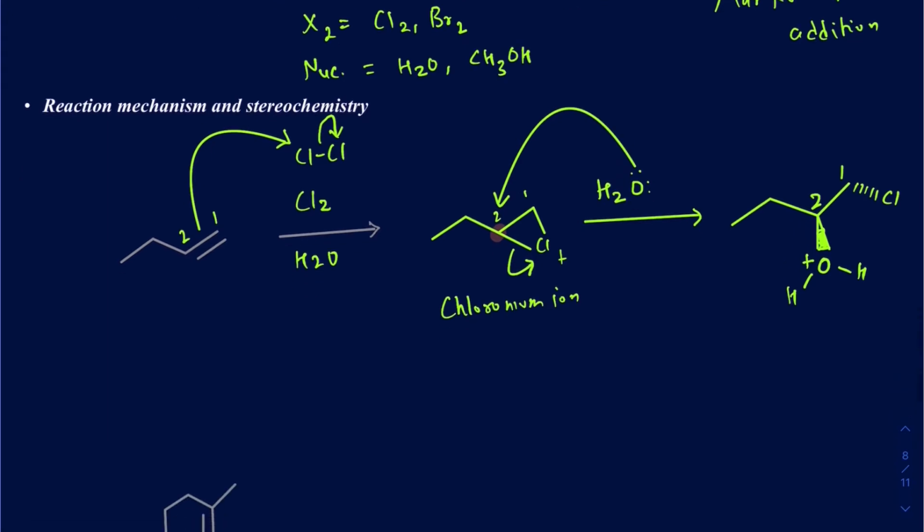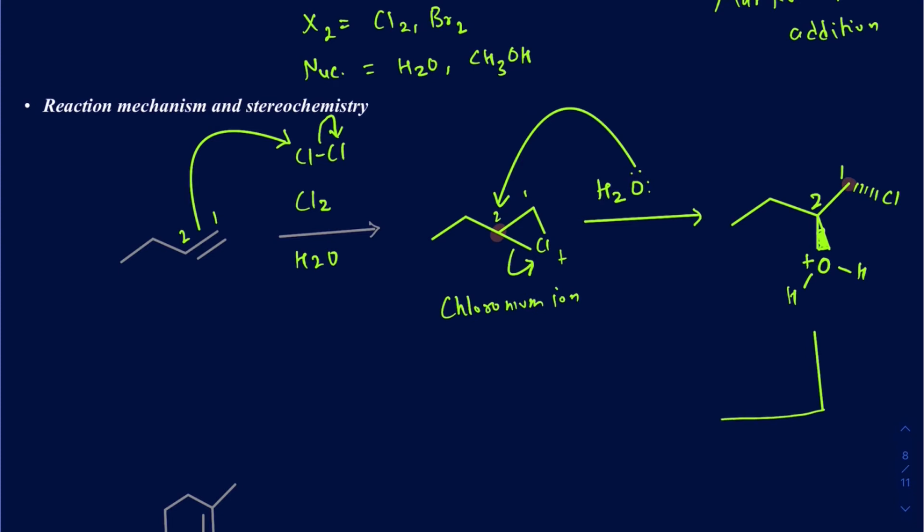But like I said, you don't have to worry about drawing the chlorine back into the page on the first carbon because that carbon is not even chiral. Okay, so that's your one possibility, and your other possibility would have been your water could be going back into the page, and in that case, your chlorine would be coming out of the page. But we'll get to that in a minute.